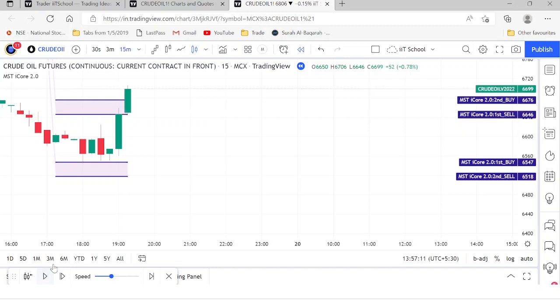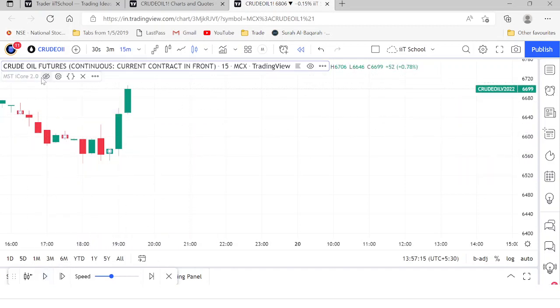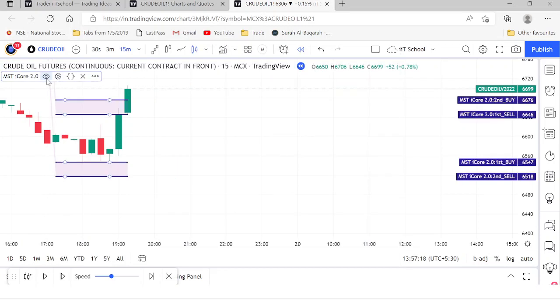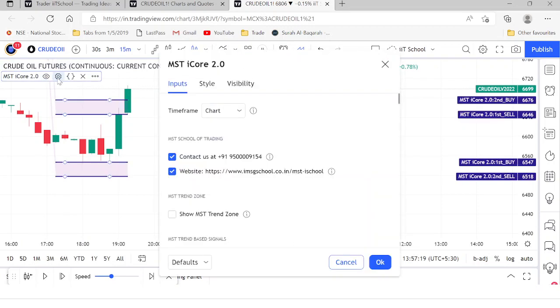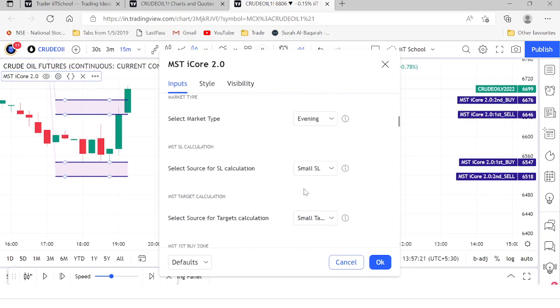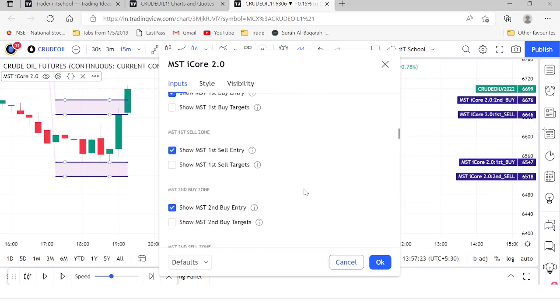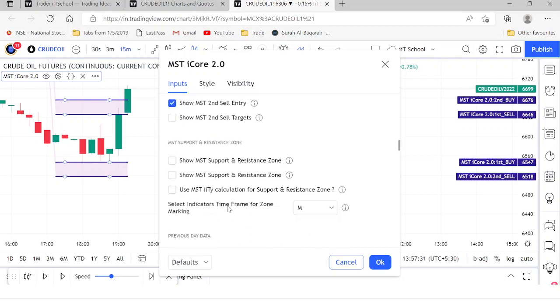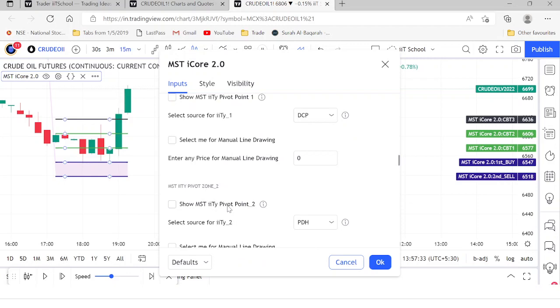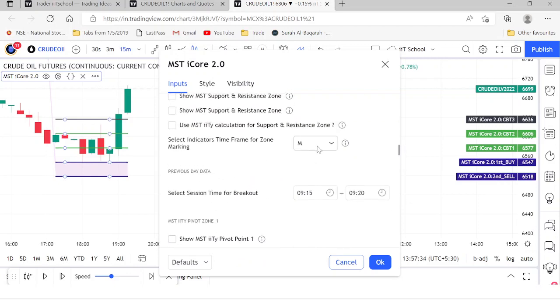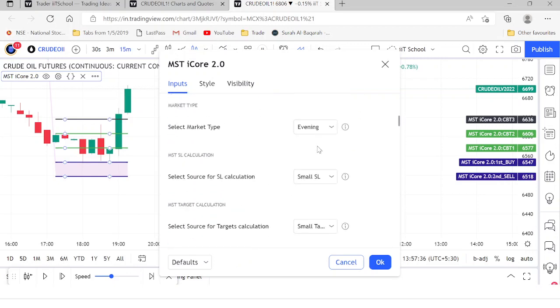Now what we have to do: once the buy gets activated, we have to remove the sell entry. If the sell gets activated, we have to remove the buy entry. So now I am enabling the first buy targets, removing the first sell and second buy. So the second sell will be there. If SL hits, we have to go for the reversal entry.